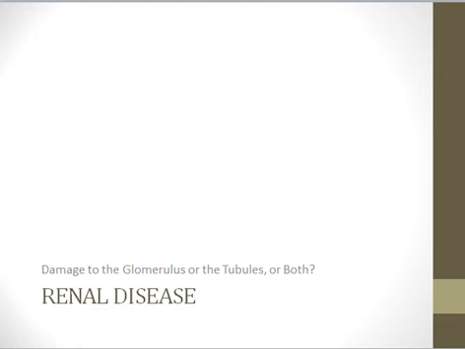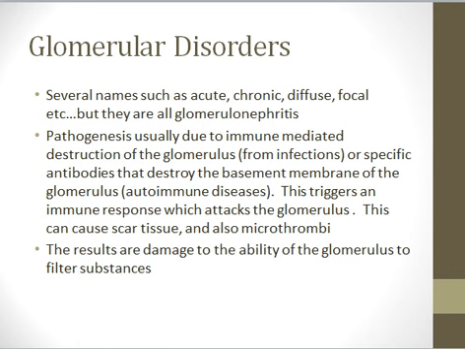Now, renal disease. Renal disease can happen at the glomerulus or the tubules or both. So we're going to go through some examples of this. Glomerular disorders. Several names of glomerular disorders are well known. There's acute, which would be occurring quickly. Chronic would be long-term. Diffuse would be multiple areas, or focal in a specific area, but they're all glomerular nephritis. So an inflammation of that.